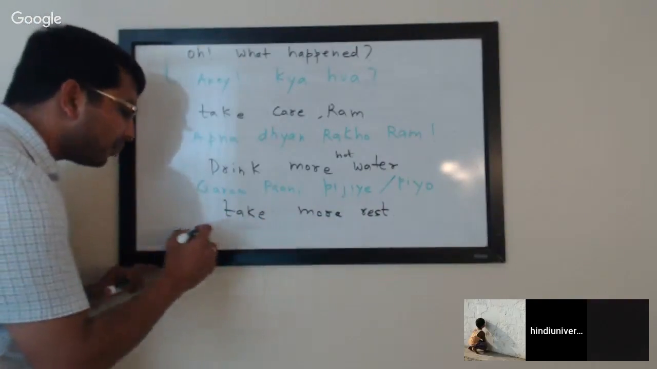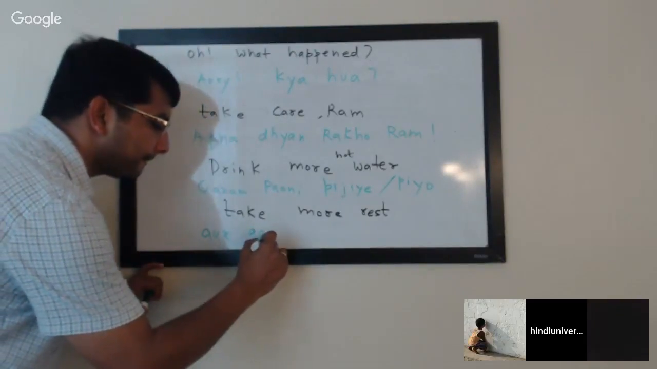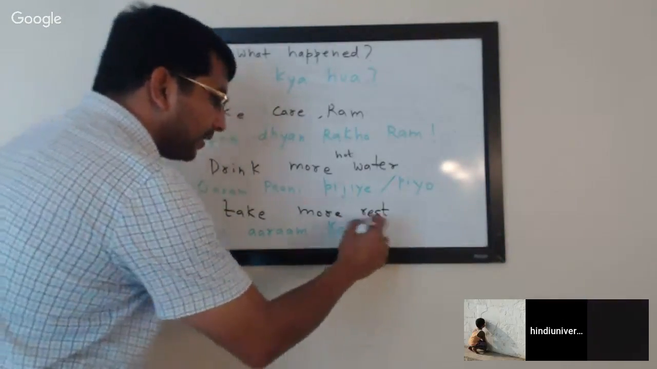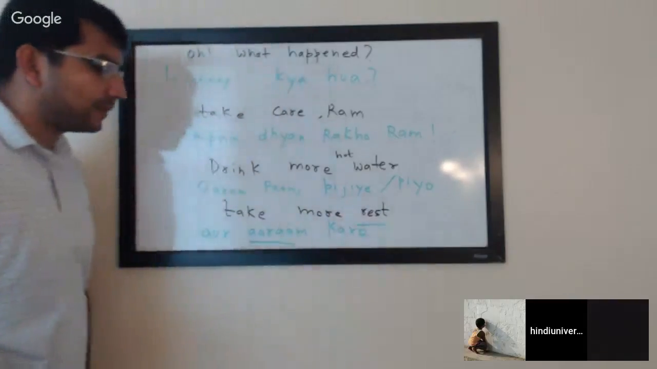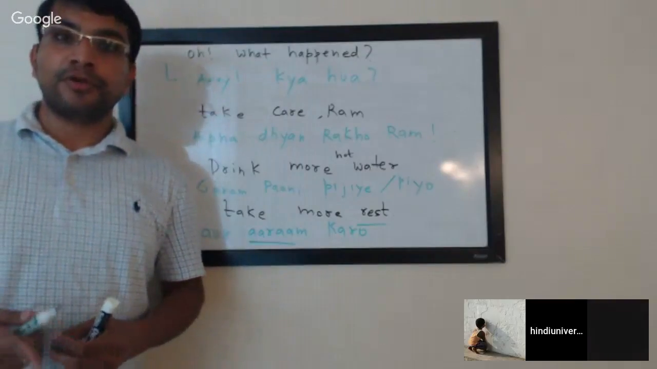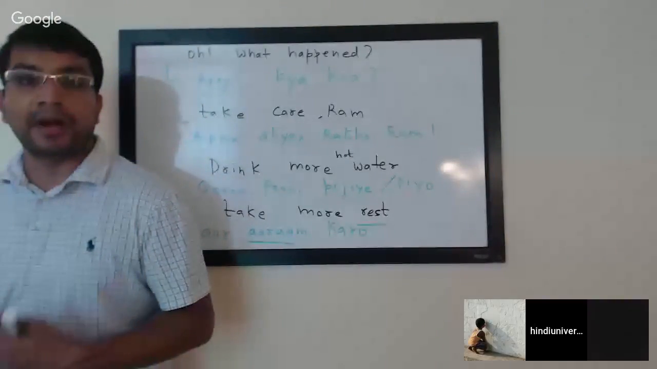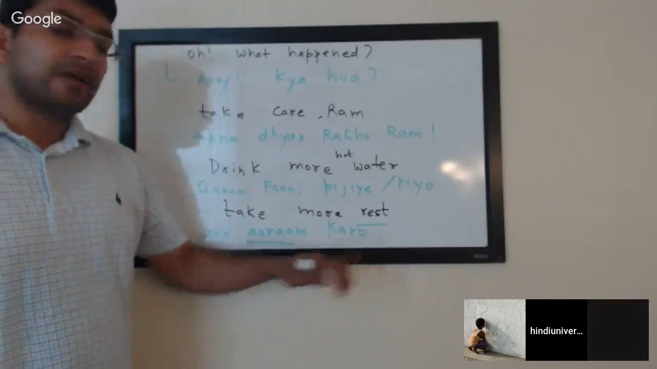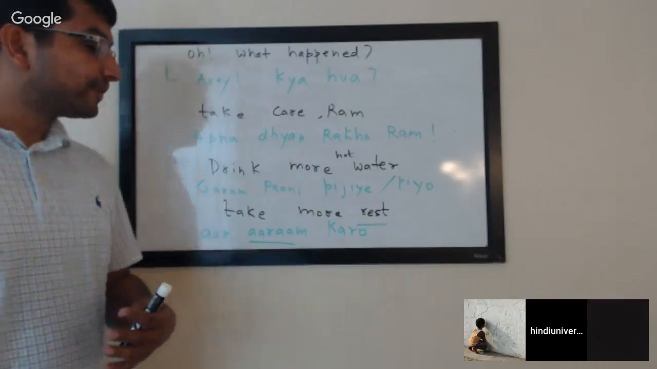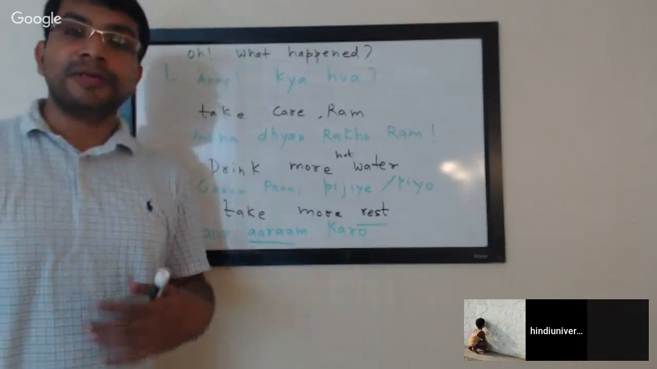And then take more rest would be aram kijiye, aram karo. Very good, right? Aram karo. Aram is nothing but rest. Aram by itself is not a verb, so you will say aram karna. That's the infinitive form. But because it's an imperative, aram karna will become aram karo if you want a little bit of an informal way of saying it. If it is very, very informal, it'll be aram kar.